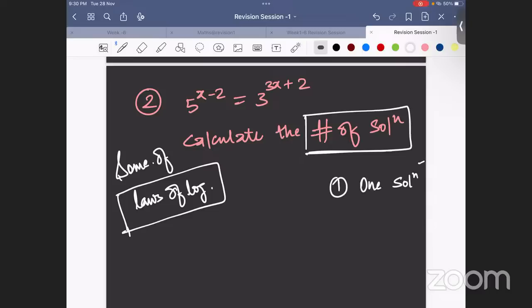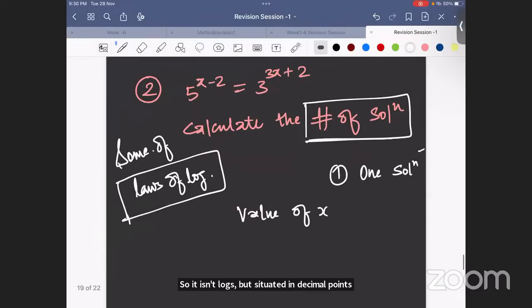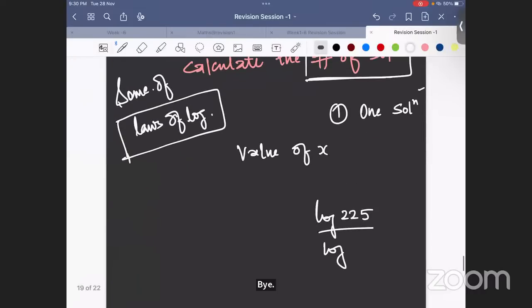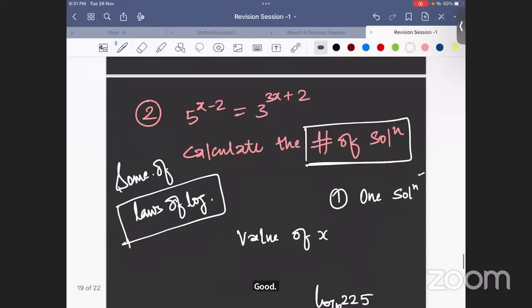Anyone else getting it? And what is the value of x? Sir, it is in logs, but should I tell it in decimal points? No, tell me in the log form itself. The log 225 divided by log 5 by 27. What is the base? 10. Okay, I guess this is correct. Sir, any base we can take, no, sir? Yeah, any base we can take.